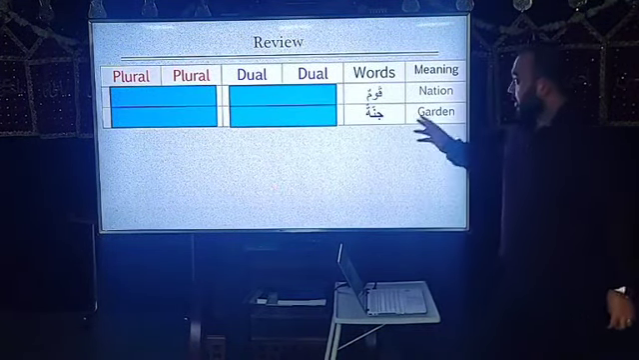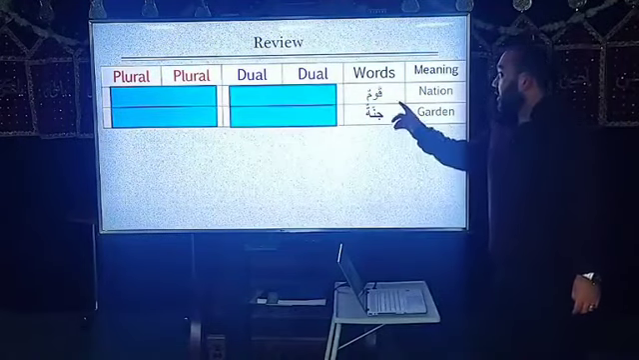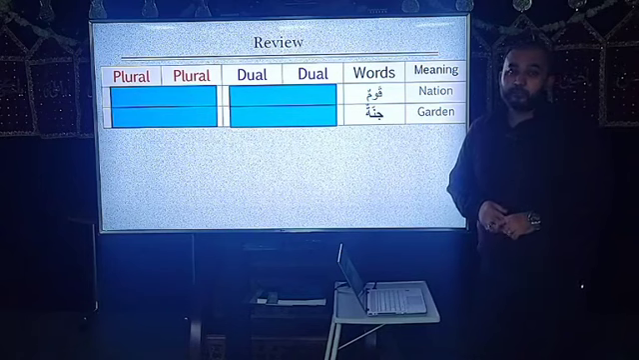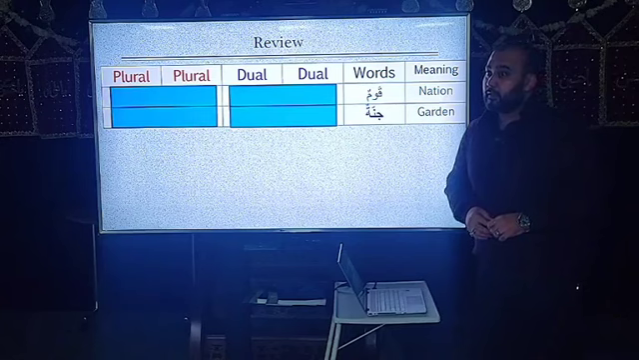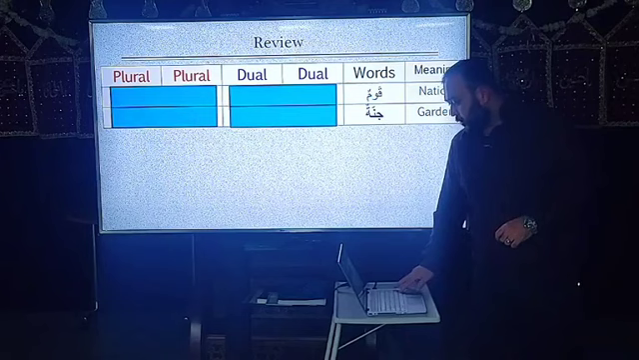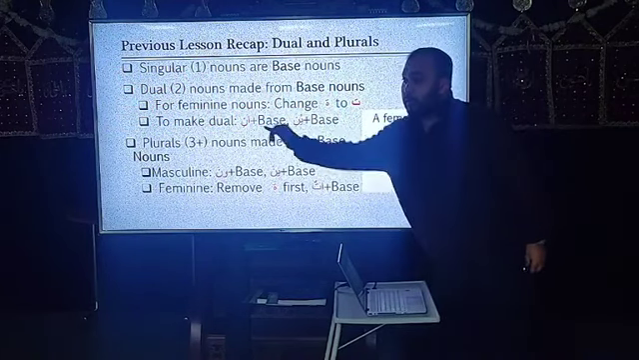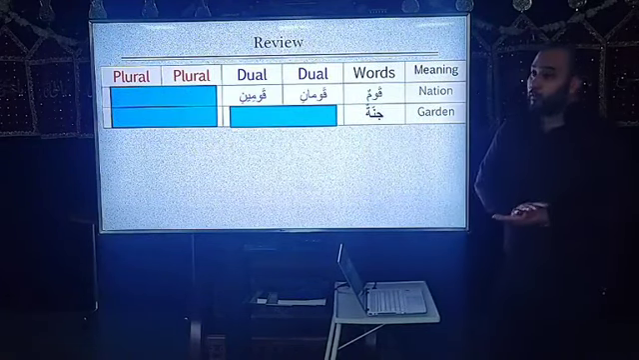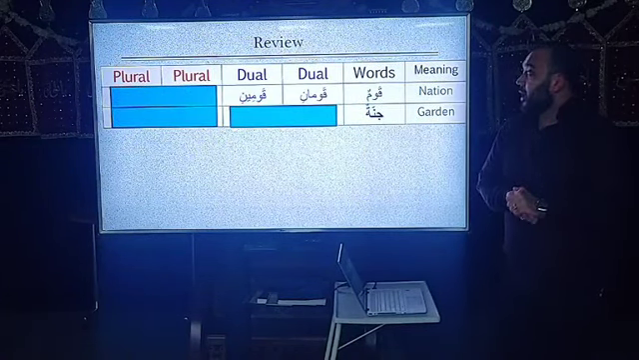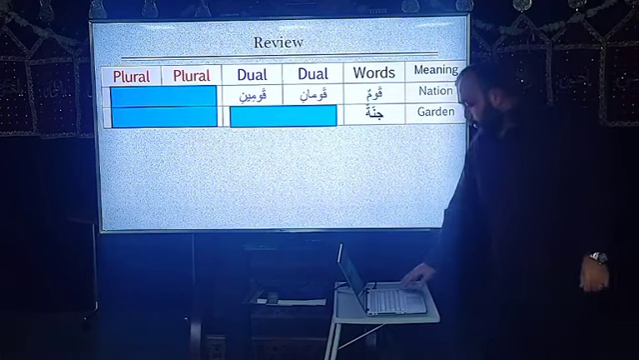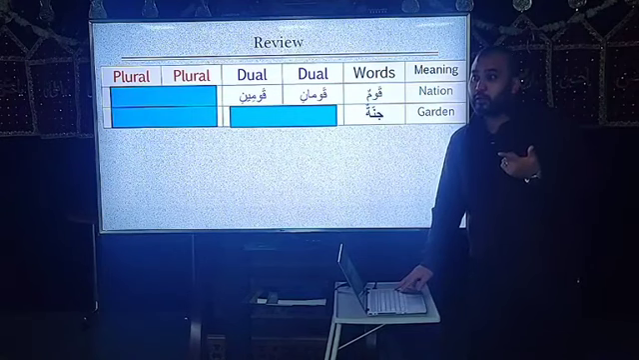So to practice now, based on the last lesson. So qawmun, to make it dual, we had two forms, qawmani and qawmaini. So what is the rule? Yeah, ya and nun or alif and nun. So qawmani or qawmaini. Yeah, and for the plural, the plural was waw and nun or ya and nun.